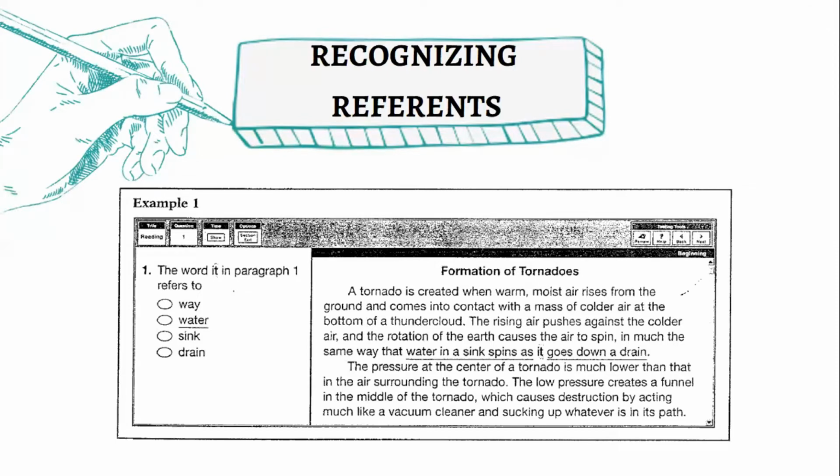The word "it" in paragraph 1 refers to, so they are talking about this part here: in much the same way that water in a sink spins as it goes down a drain. "It" here refers to the water. So you have everything that you need inside that particular highlighted sentence, because a reference refers to something that was previously mentioned. Everything is right there. You don't need the entire text.